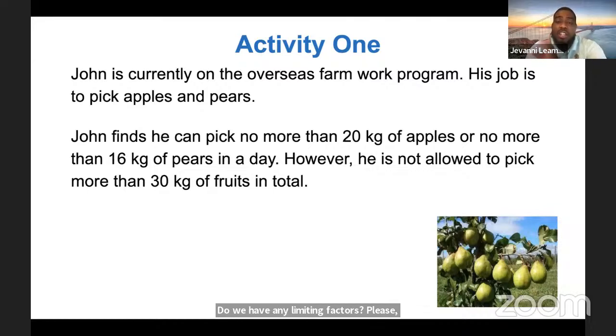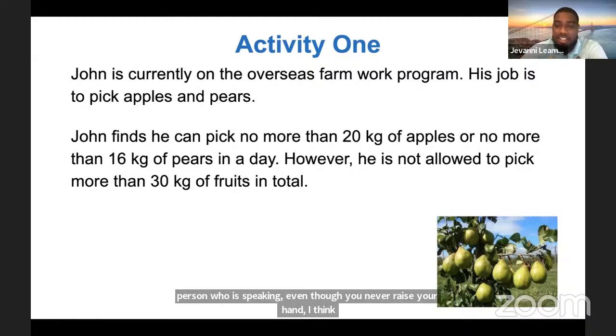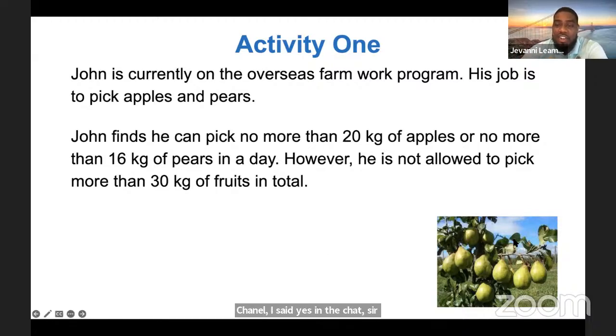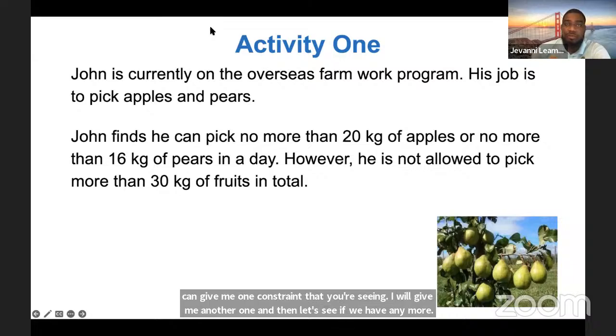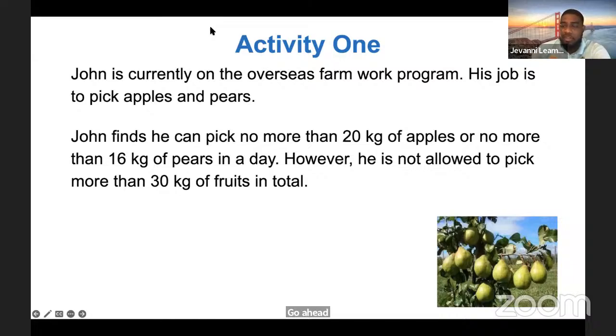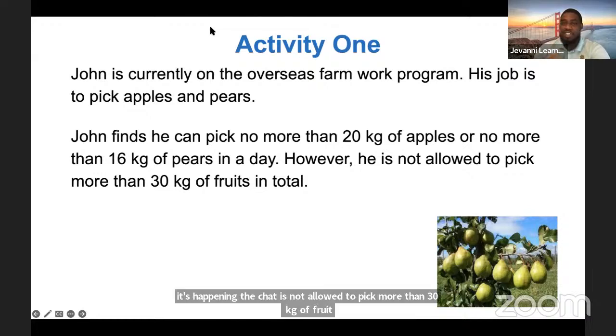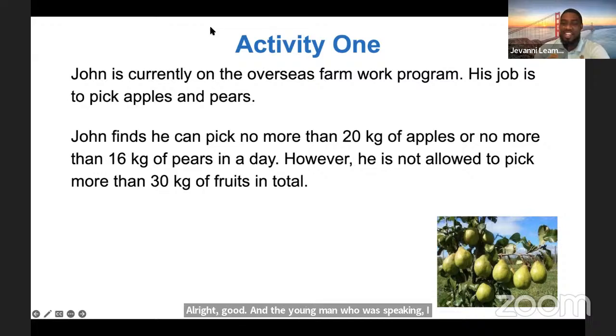All right, give me one constraint. Only one, the person who's speaking, even though you never raised your hand. Shanoy said yes in the chat, sir. Okay, all right, Shanoy, you can give me one, and then let's see if we have any more. Go ahead. Shanoy typed in the chat: is not allowed to pick more than 30 kilograms of fruit. All right, good.